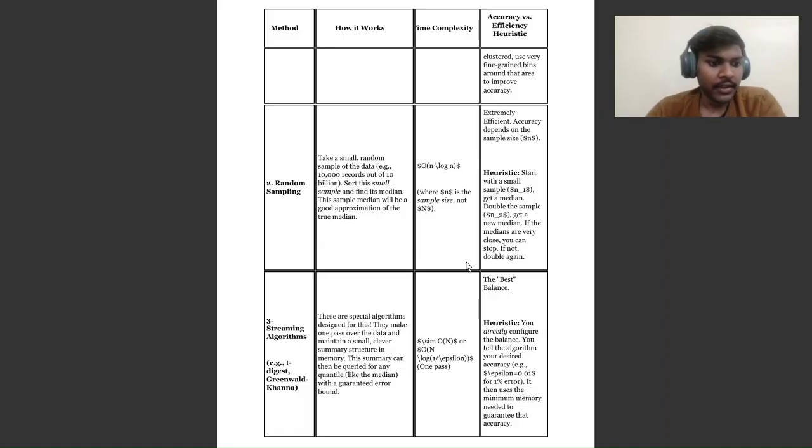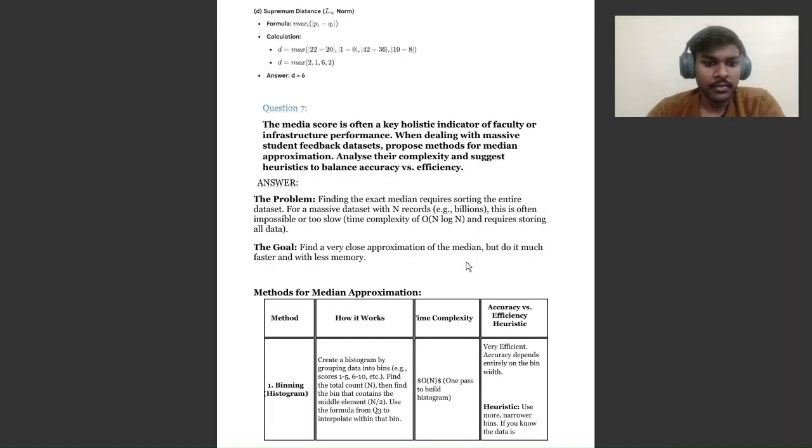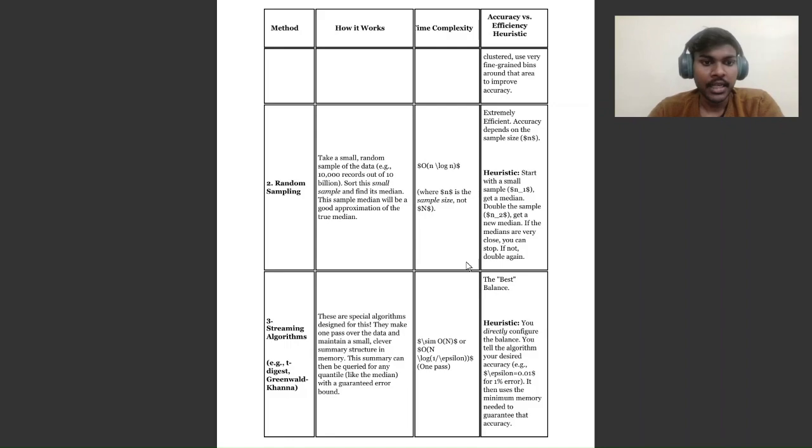First one is binning, which is histogram-based approximation. Divide the data into bins, that is 1 to 5, 6 to 10, and so on. Build the histogram in one pass, find the bin containing n by 2, and interpolate using the grouped data median formula, and it runs in linear time.